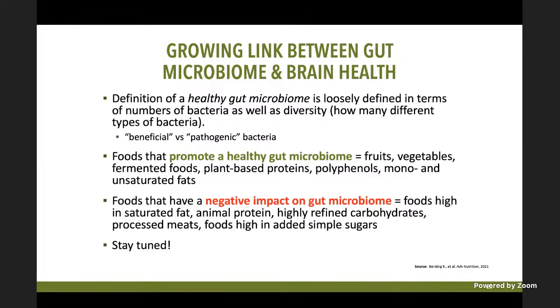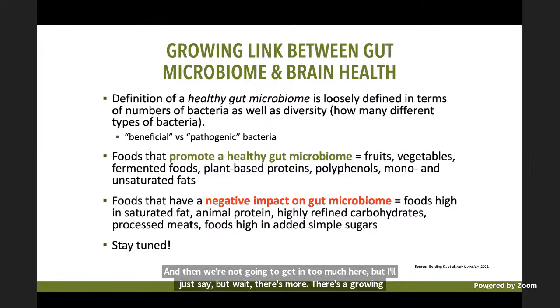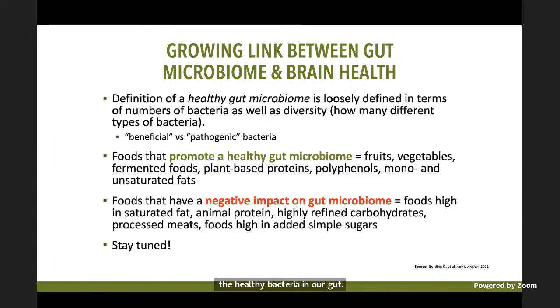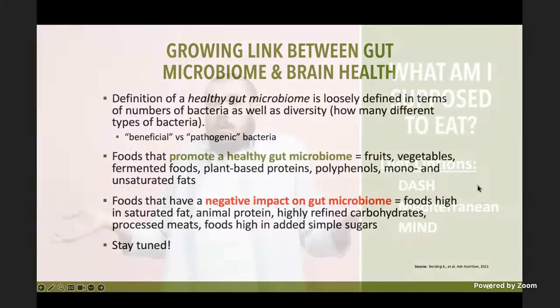And so what we're finding is fruits and vegetables, fermented foods, and plant-based protein can help promote the healthy bacteria in our gut. On the flip side, foods that are high in saturated fat, animal protein, those ultra refined carbohydrates, and a lot of added sugars may be detrimental to our gut microbiome, and they may change the type of bacteria that we find. So stay tuned as more information comes out, but it does lend more reasons to maybe consume more vegetables and fruits, whole grains, and less of those ultra processed foods.